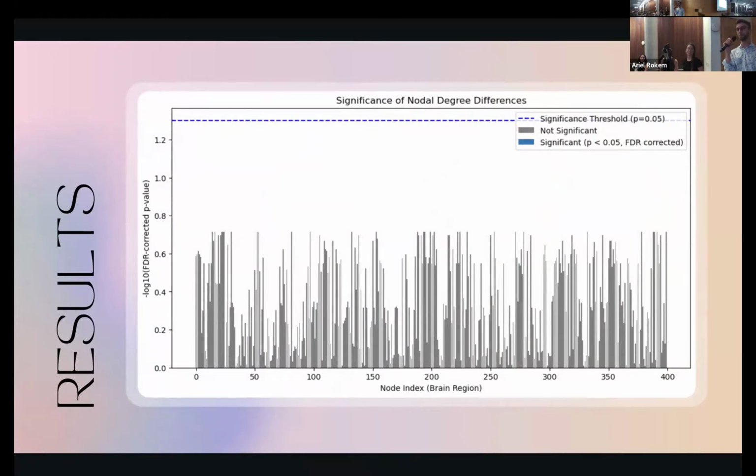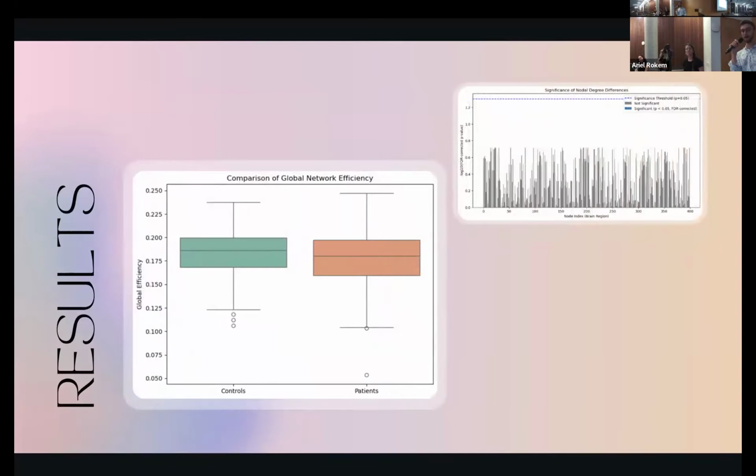We were hoping there would be something, but nothing here on the node difference or node degree. Looking at global efficiency, it's this lower left-hand one, same sort of thing. You can kind of see immediately the means are basically identical, and there's no statistical difference in global efficiency between these two populations.